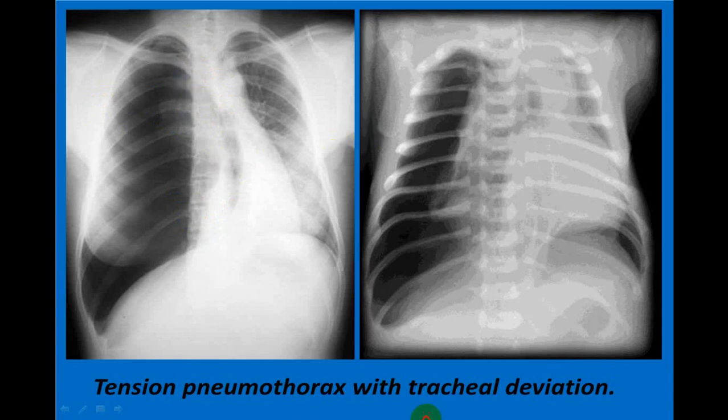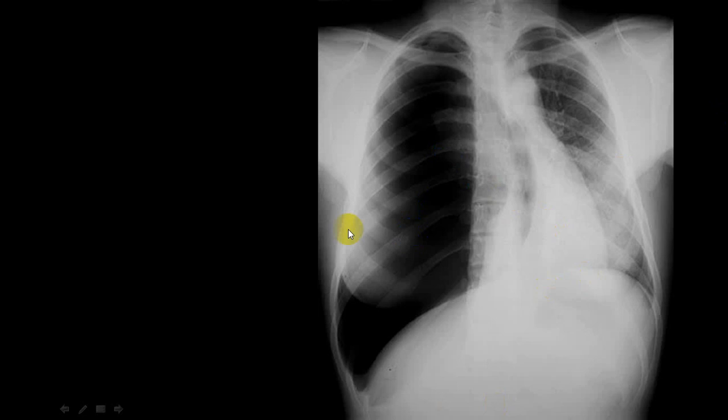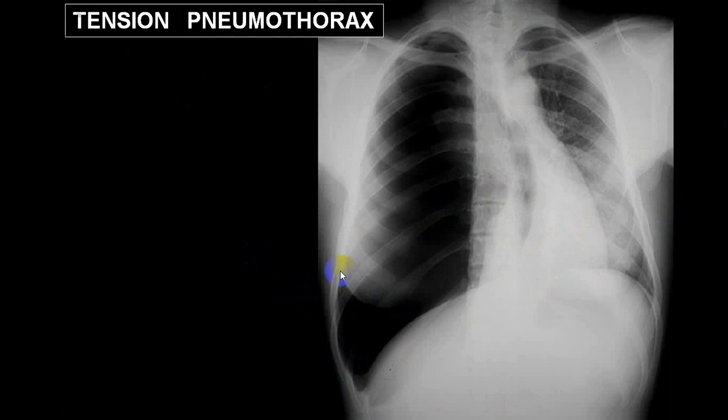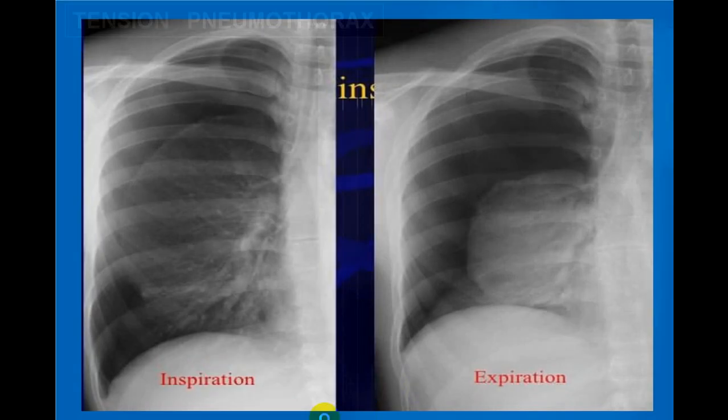So this is a tension pneumothorax. You can see again in a tension pneumothorax, the deep sulcus sign, the entire trachea and mediastinum pushed to the opposite side. This is the trachea pushed to the opposite side, and see the entire mediastinum is pushed to the opposite side. And this is a breast shadow, tension pneumothorax.